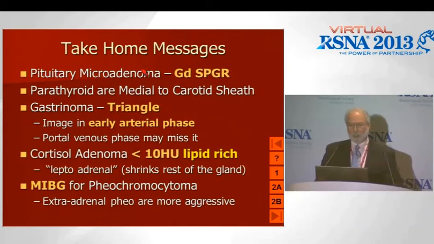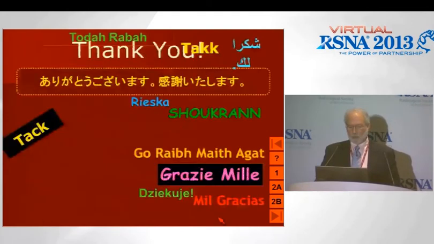And so SPGR for pituitary microadenomas, parathyroid adenomas are medial to the carotid sheath. We didn't get a chance to talk about the gastrinoma triangle. I apologize for that. And MIBG is very good for pheochromocytoma.